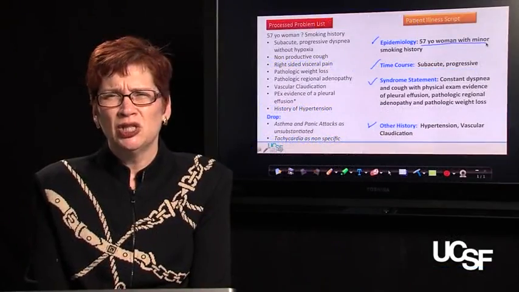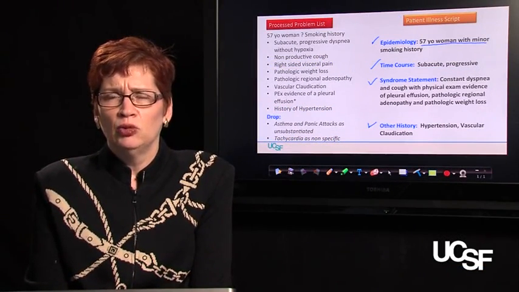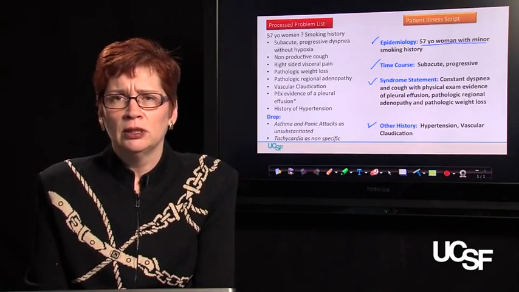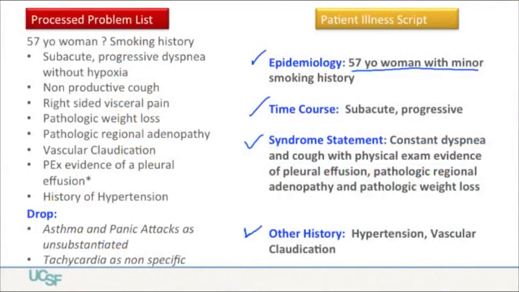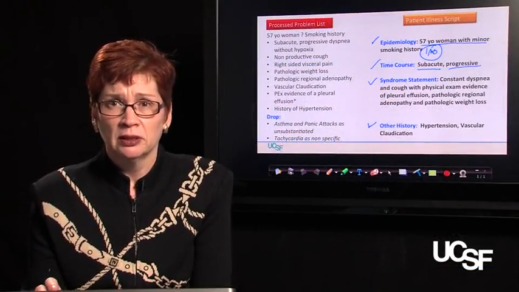So the epidemiology, this is a 57-year-old woman with a minor smoking history. It's interesting. Her smoking history is 30 pack years. It's not huge, but it's really compelling in the setting of what looks to be a lung problem. The time course of her clinical presentation is subacute. It's been going on for 1 month, right? And it's been progressive. It started off as episodic, but now it's constant and worse.